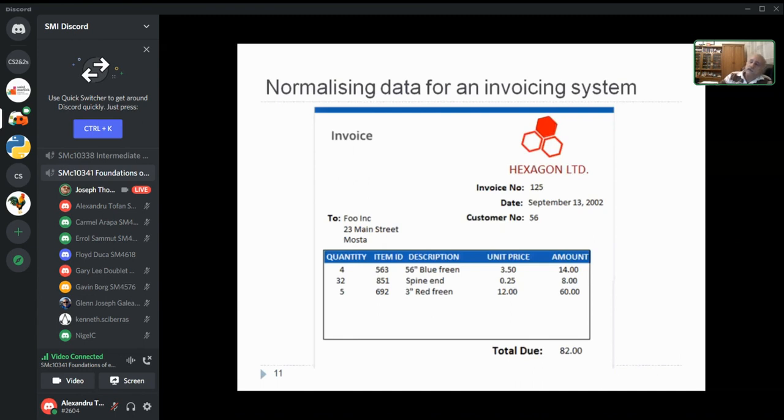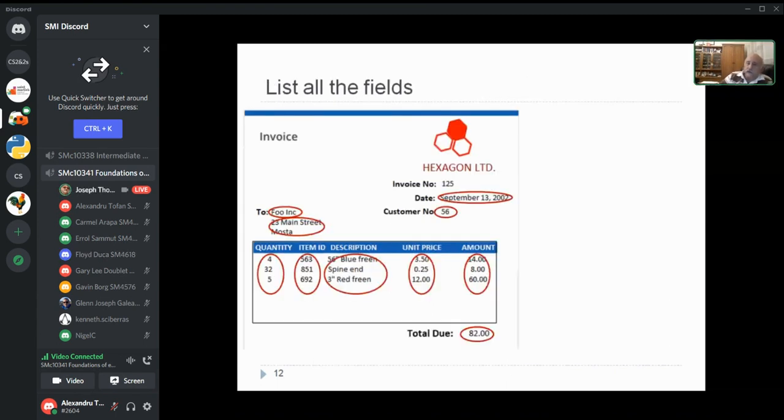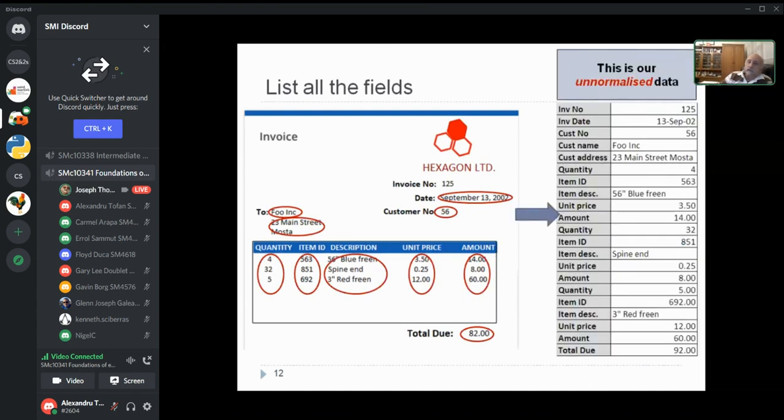This is a bottom up approach, so we need to go to the attributes. So there's amount, unit price, total. Yes, total. There's also the address. Okay, those are all the data items that we need to have in our system. So if we list them there, this is our unnormalized data.